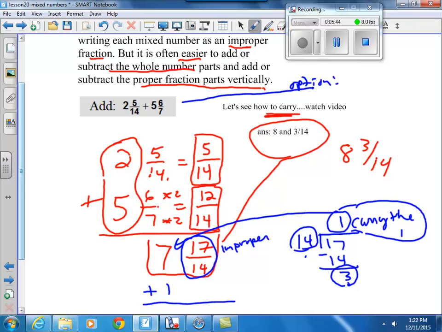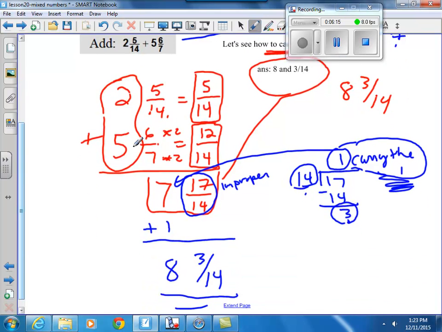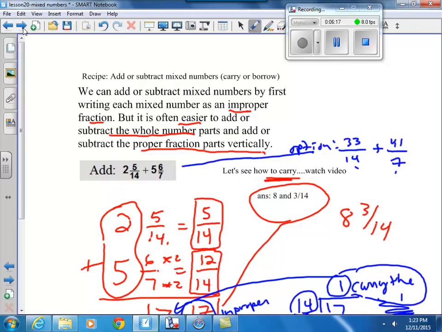See, 14 times 2 is 28. So I could write this as 33 over 14 and add it to, what, 35 plus 6 makes 41 over 7. But see, then you start wheeling and dealing in big numbers because then you've got to get the LCD with that. You're going to arrive at a fairly large number. I think sometimes it's just simply easier to learn how to carry. Okay? Let you play with that on your own.